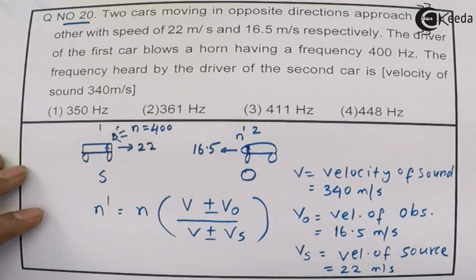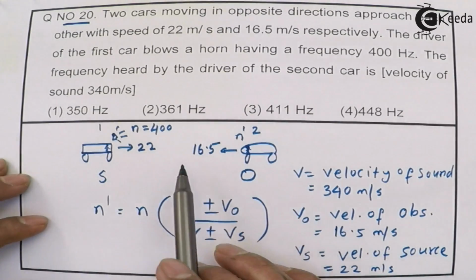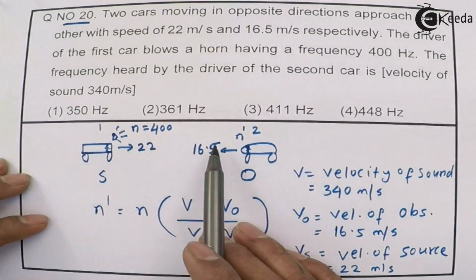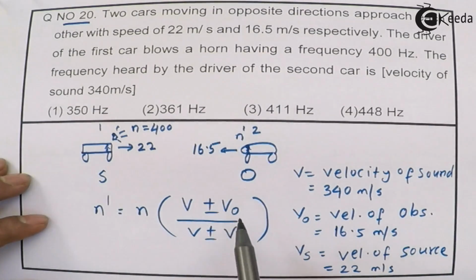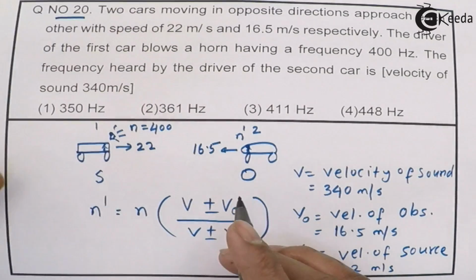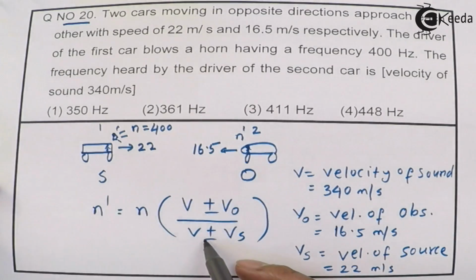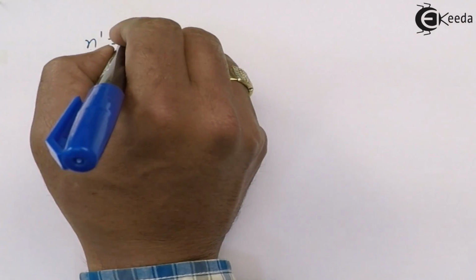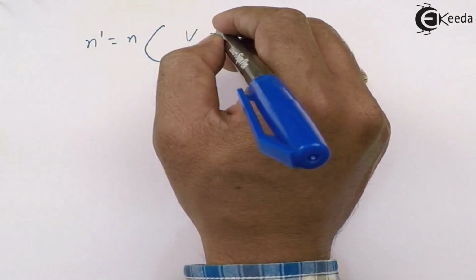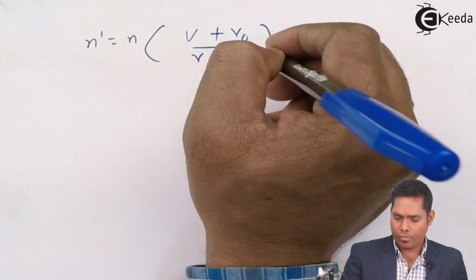Because the frequency will increase from both sides, even if one is at rest, this will become positive and this will become negative, because the frequency has to increase due to the observer and also due to the source. Because it is in the denominator, this will be negative and this will be positive. So n prime will be n times V plus V naught divided by V minus Vs.